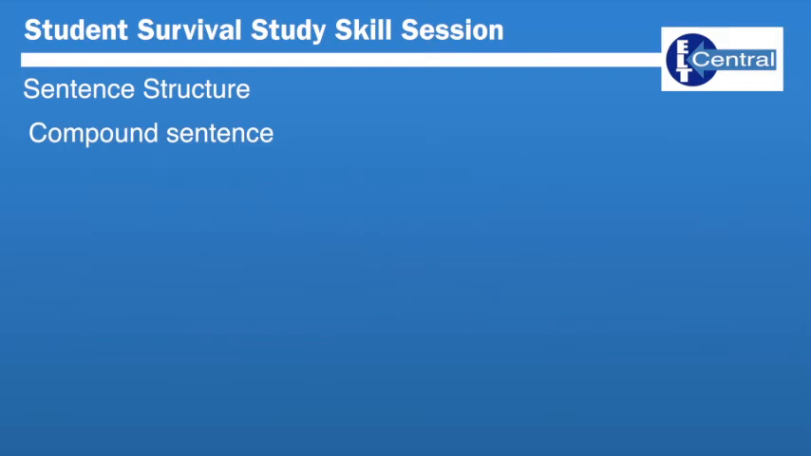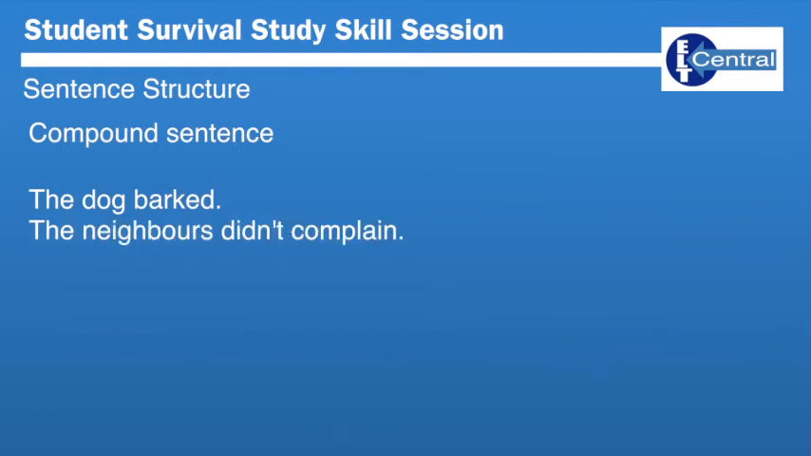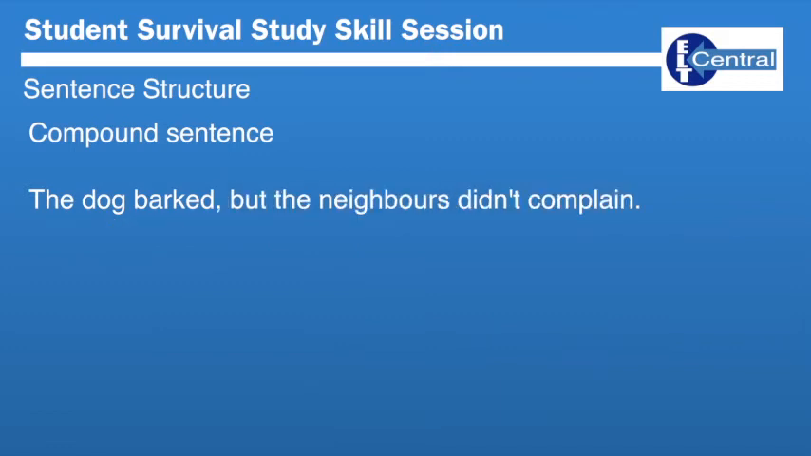Right, compound sentences. Let's have a look at this. The dog barked. Is that a compound sentence or a simple sentence? It's a simple sentence. What about this one? The neighbours didn't complain. That's a simple sentence too. But to make it a compound sentence, all we need to do is join them together. So how do we join them? It's very, very simple. The dog barked, but the neighbours didn't complain. So what we've got there is a comma and one of the fanboys, the but. And there we have it, a really, really easy way of making a compound sentence.